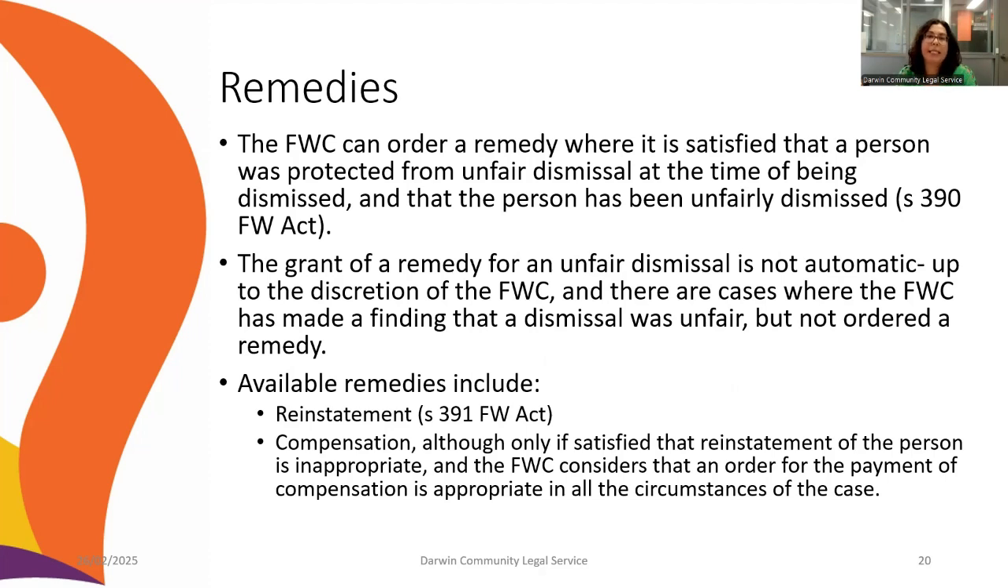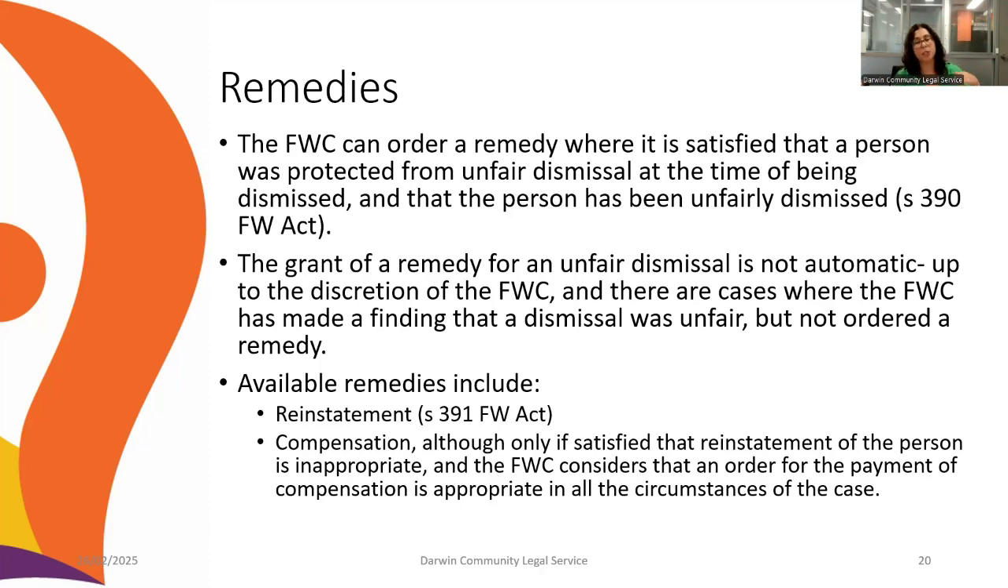So, potential remedies. The Fair Work Commission can order a remedy where it is satisfied that a person was protected from unfair dismissal at the time they were dismissed and that they've been unfairly dismissed. The grant of a remedy for an unfair dismissal is not automatic. There is a lot of discretion, and there are cases where the Fair Work Commission has made a finding that the dismissal was unfair, but nonetheless declined to order a remedy. So they haven't ordered reinstatement and they haven't ordered compensation. Those two remedies are basically the two that are available.